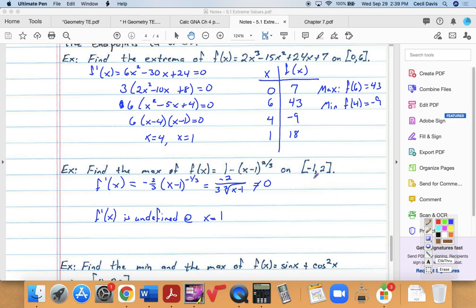So I have 3 candidates. Negative 1, 2, and 1. At negative 1, I have no idea what that is. 1 minus negative 2 to the 2/3 power? Eek.